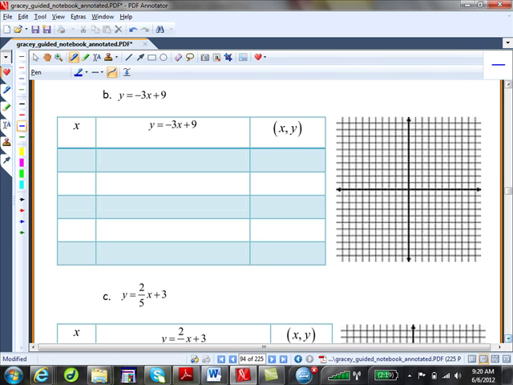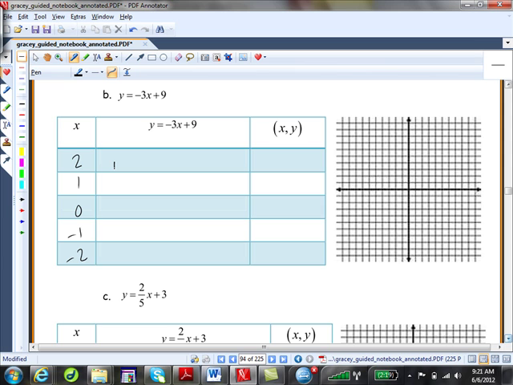Okay, let's see how you did. We have y equals negative 3x plus 9. So let's see what we want to plug in here. We could do, how about 2, 1, 0, negative 1, and negative 2. Remember, you can pick anything that you want to pick. These will just be easy to plug in.